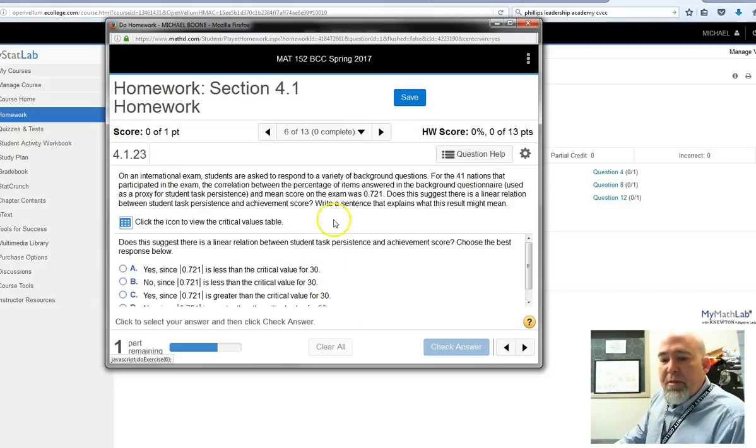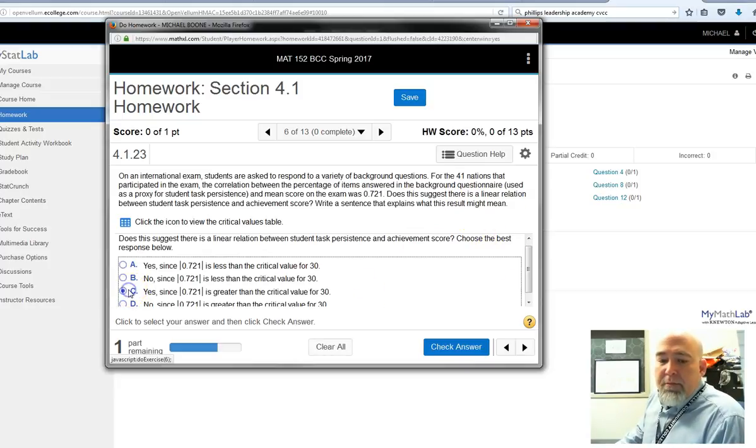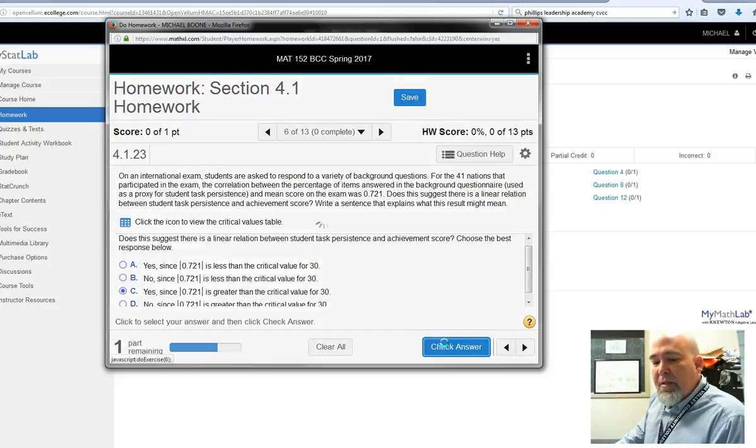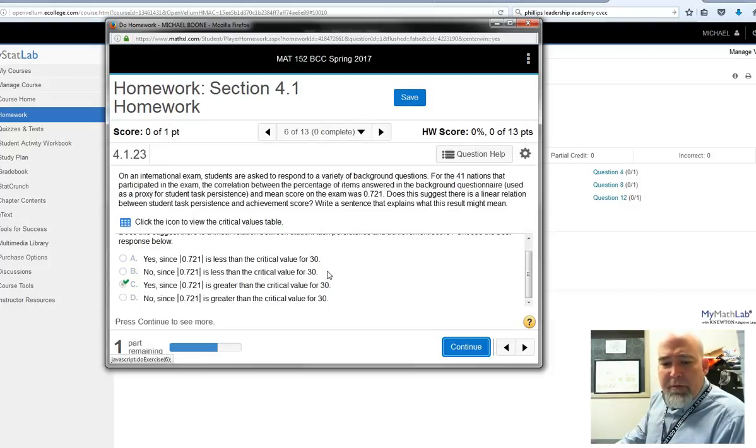We're going to use this table to help us decide whether or not there is a linear relationship. Does it suggest a linear relationship between these two things? The answer would be yes, since it's greater than that critical value. Our table only goes up to 30, but if it's good enough for 30, and we have 41, more data and a higher R value, I feel good clicking that one. And then wait for our high 5 that my StatLab gives us. I think one day I want to talk to my StatLab people and tell them to put a high 5. That would be fun.